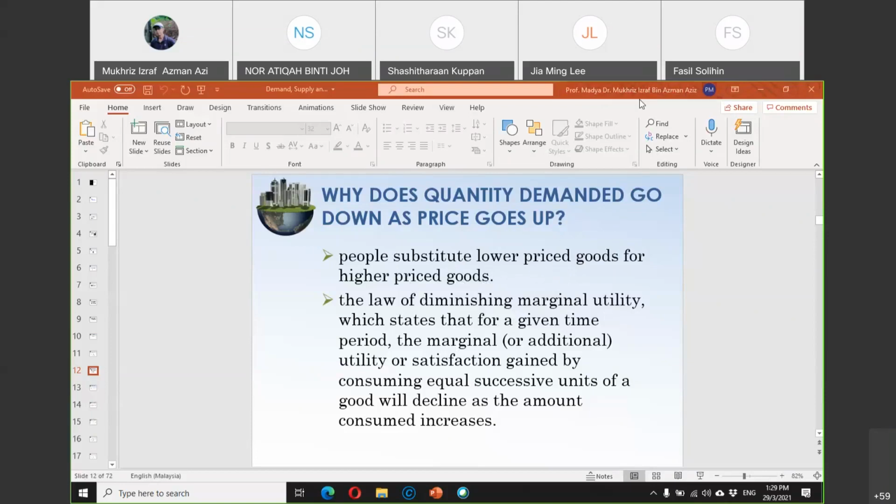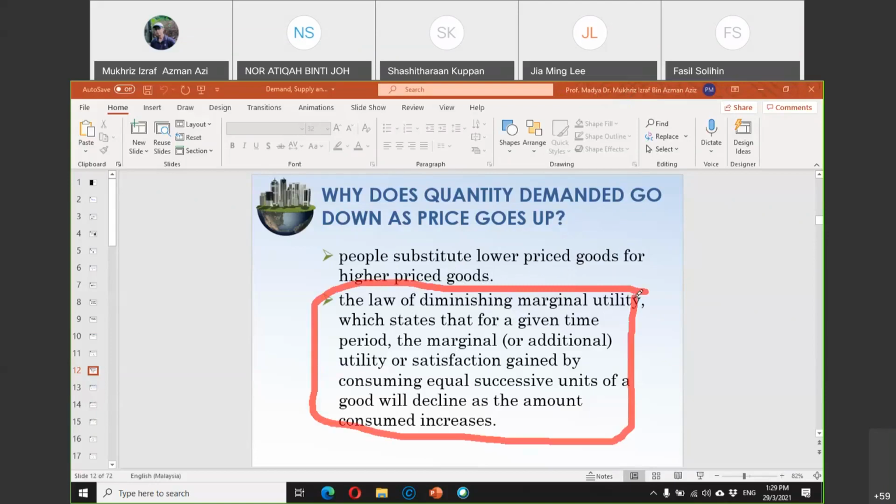For this concept, we are not going to discuss it in too much detail. We're going to discuss the law of diminishing marginal utility in chapter number 5, or maybe the next chapter. I can't remember, but we're going to discuss this concept in the following chapter.